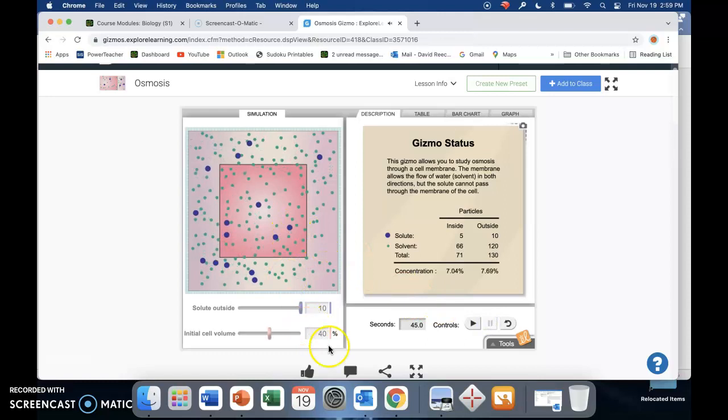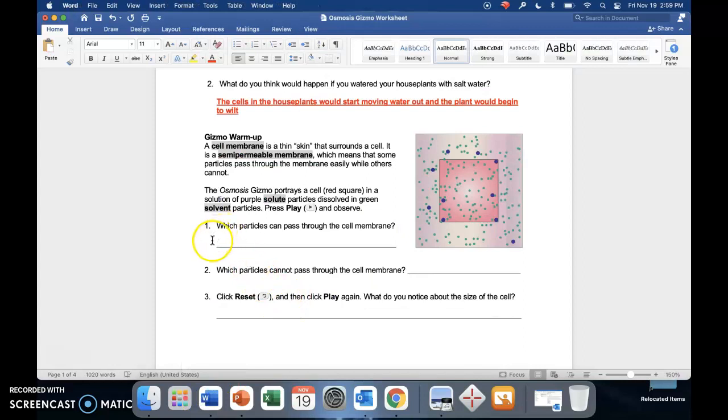Okay, and that should have been enough time. And what you should have noticed was that the smaller green particles, which are representing the solvent, were able to pass through. So the green solvent particles passed through. Again, they are small enough to get through the pores in the membrane and go in and out of the cell.